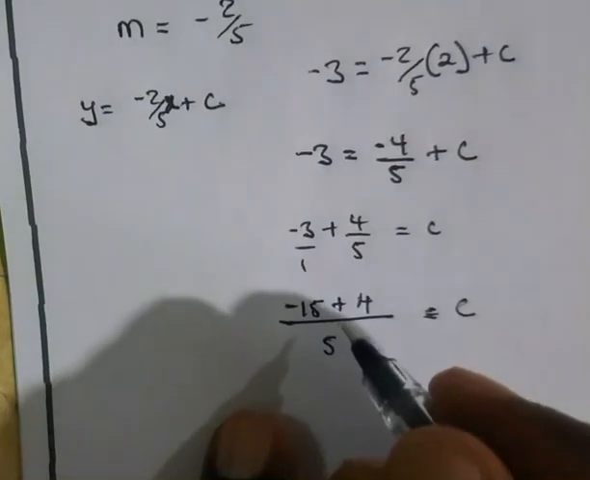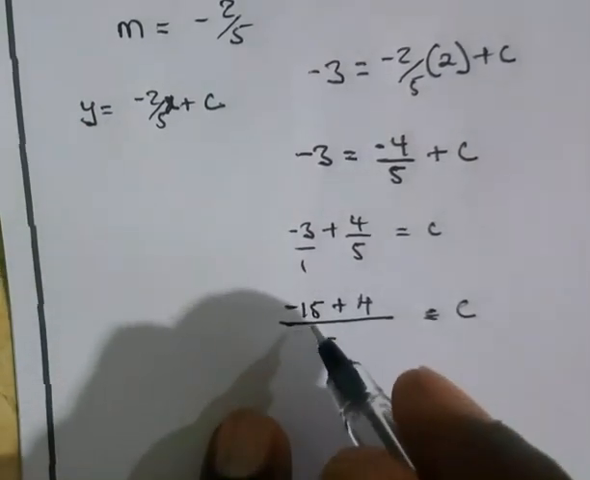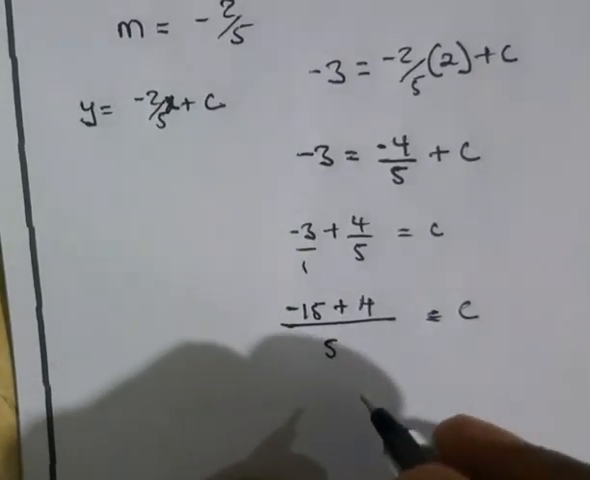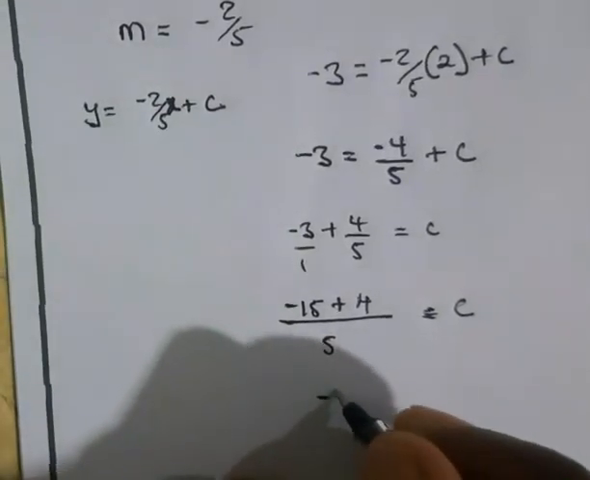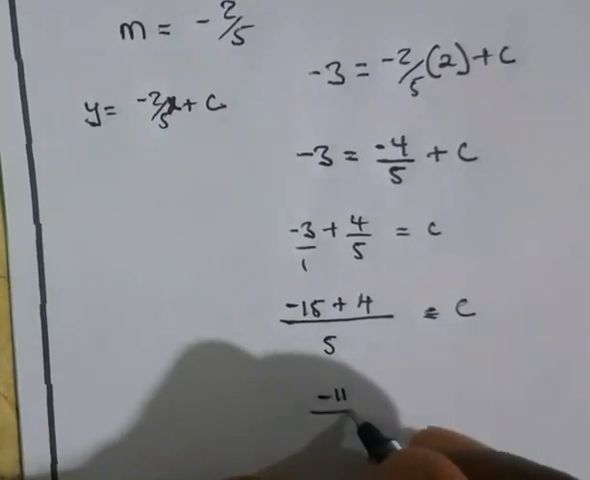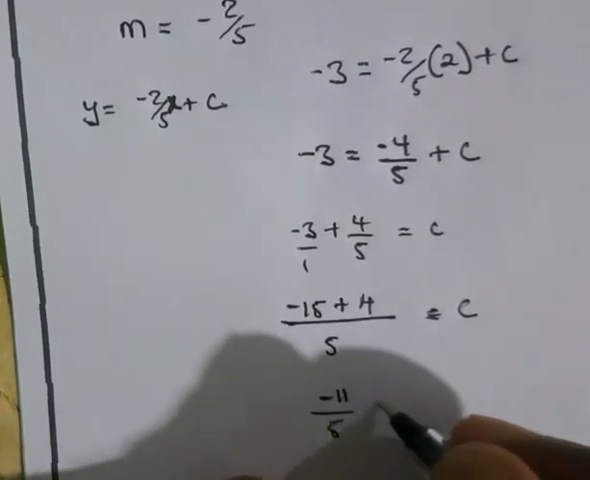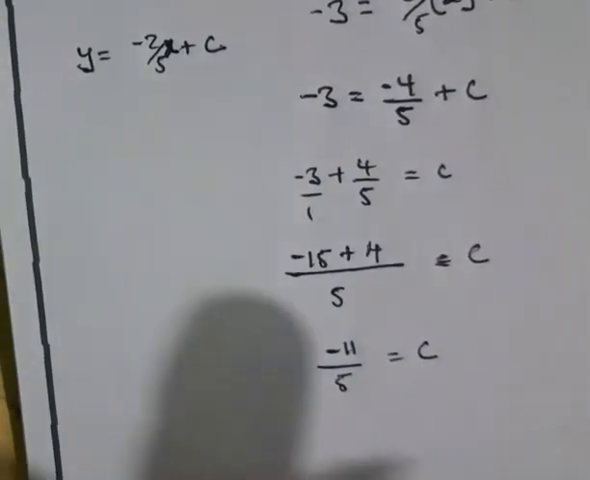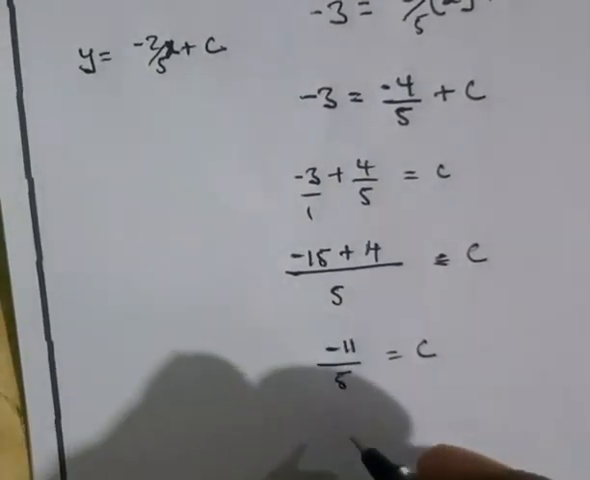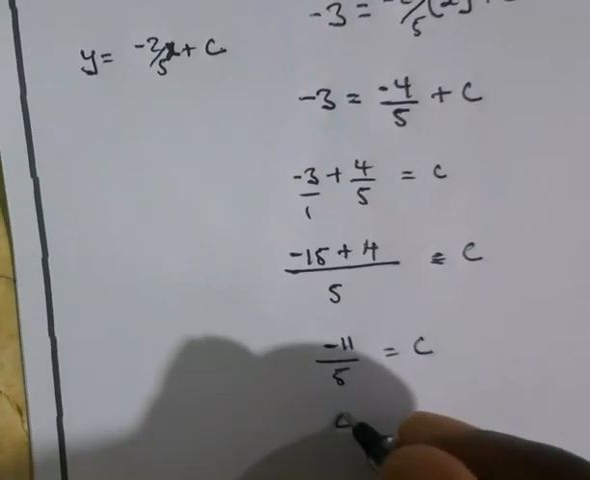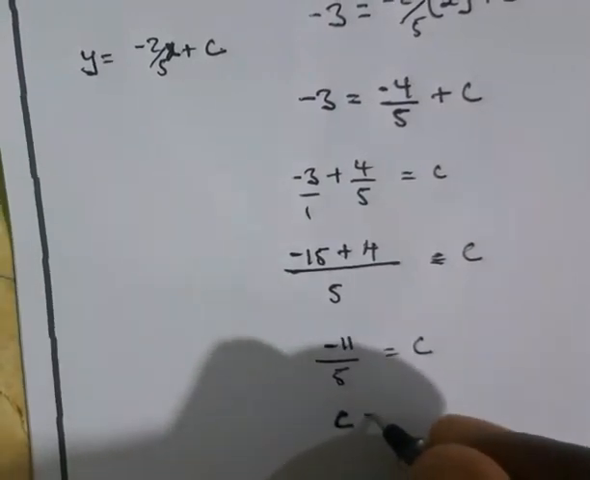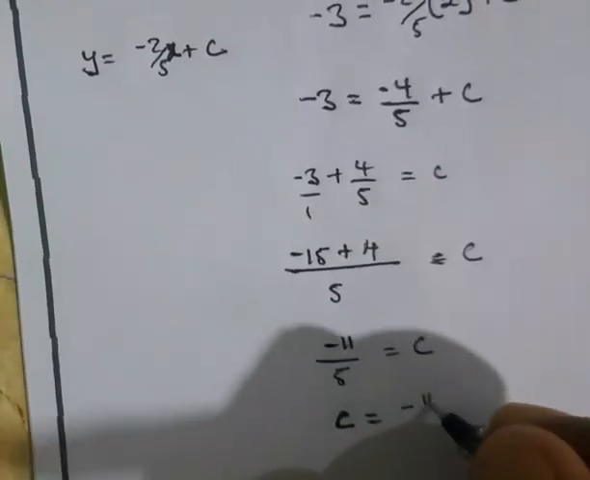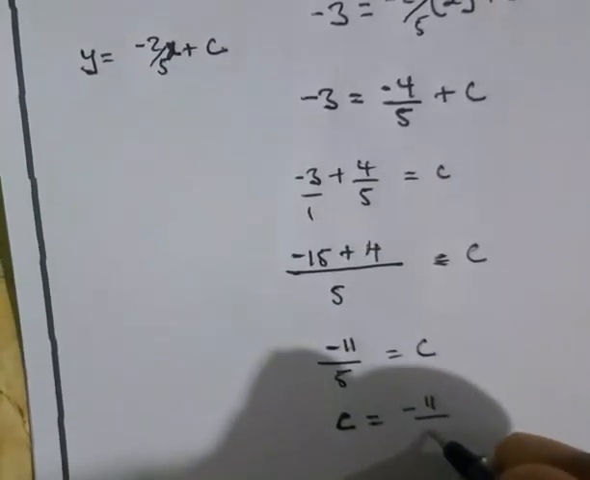So here we're going to get negative 15 plus 4, which is negative 11 over 5, is equal to c. So it means that our value for c is c equals negative 11 over 5.